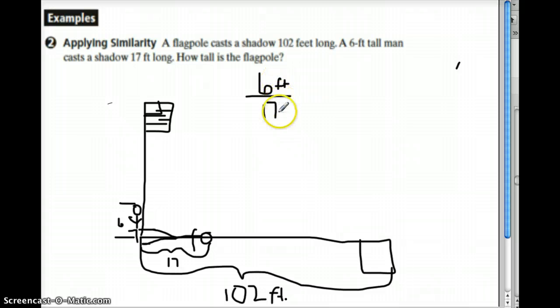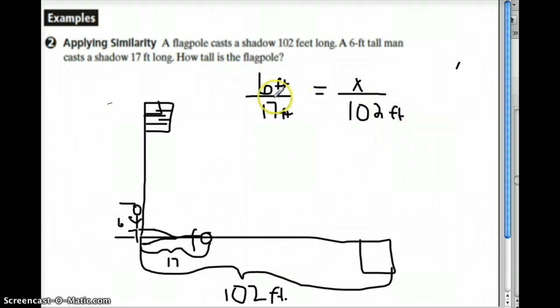Actual height over shadow. So now I'm going to set this up for the flagpole. We don't know the flagpole's actual height, but we know its shadow is 102. All of these units here are feet, okay? So just looking at this, do you think you could solve this?